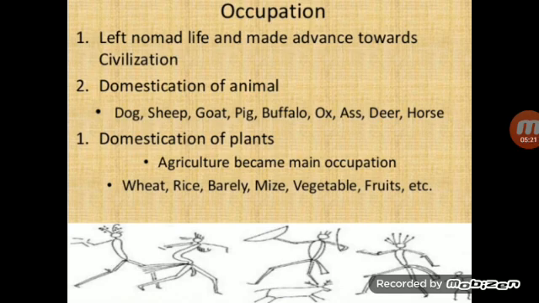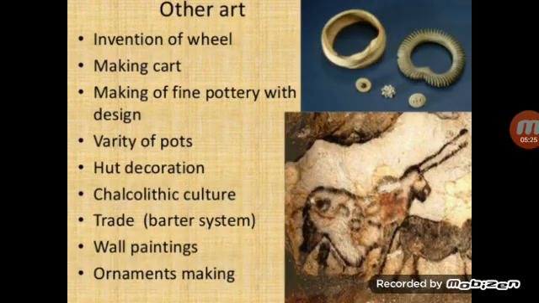Settlements and early villages. Agriculture and domestication of animals made them have a settled life. Mud houses with thatched roofs were built. They began to live in groups in small villages. Human life became more organized.